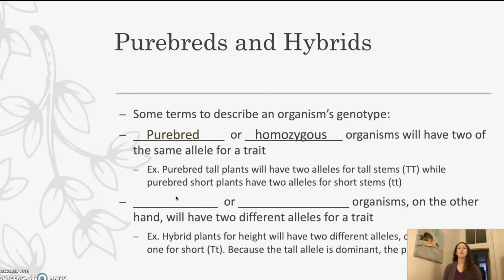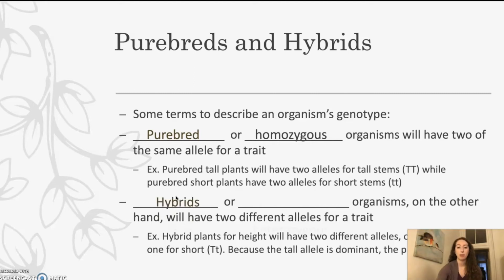Purebred tall plants will have two alleles for tall stems. Two capital T's is how we represent that. While purebred short plants will have two alleles for short stems. And remember, our recessive alleles we represent with lowercase letters, so two little t's for that guy.